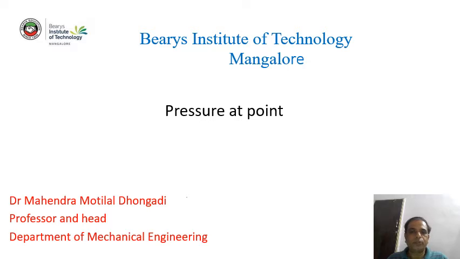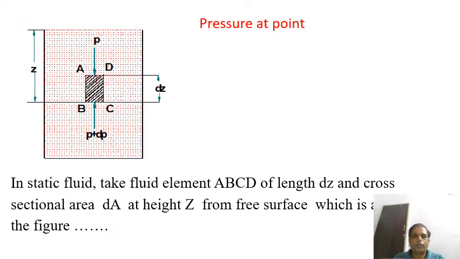Today I am going to discuss pressure at a point. Understand pressure at a point in static fluid. Here I have taken a fluid element which is named A, B, C, D. It is a static fluid. It is a container. In the container there is a fluid that is called a static fluid.